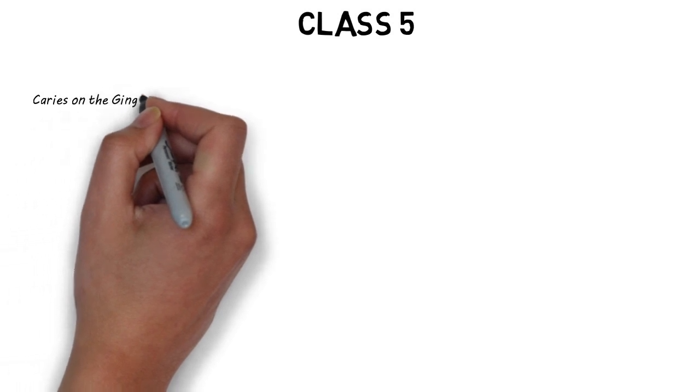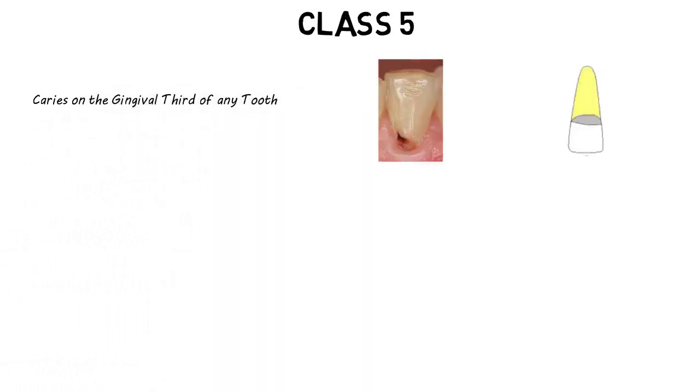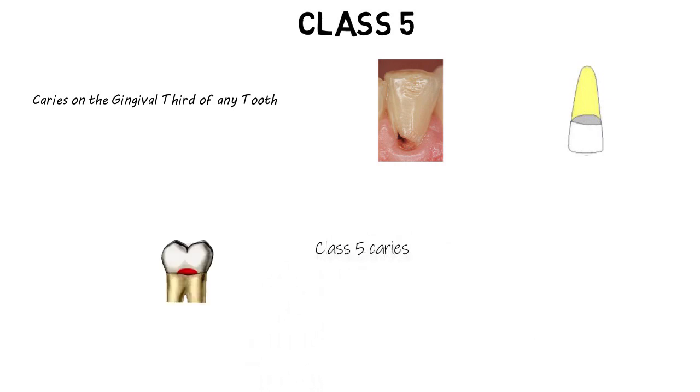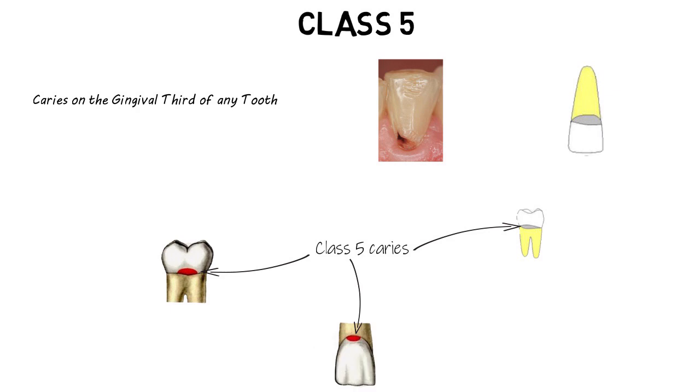So now class 5. Class 5 basically includes the carious lesions occurring on the gingival third, or the lesions around the cervical third of the tooth. Now this can be any tooth, whether an anterior or a posterior, and the lesions may involve the cementum or the enamel or even both enamel and cementum. But it should be on the gingival third of the tooth to be named as a class 5 lesion.